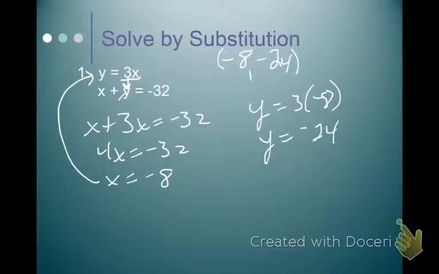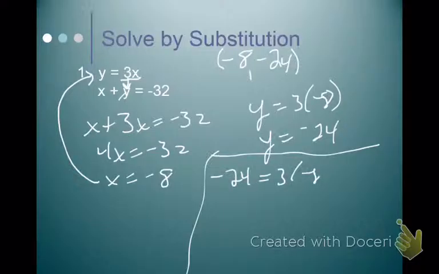I'm going to do it for this first one, but since we're focusing on the substitution method of solving, I'm not going to do this for all of them. You should, okay? So for the first equation, I plug in negative 24 for y, and I plug in negative 8 for x. So I get negative 24 equals negative 24. It works for that guy.